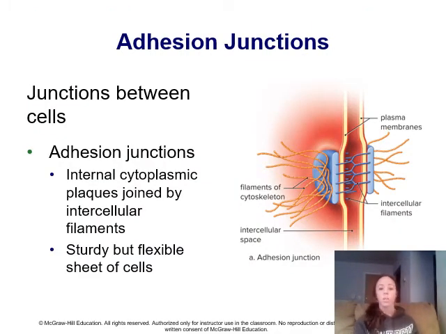So with adhesion junctions, plaques are going to be connected to the cytoskeleton of the cell for support, and then are connected together with intracellular filaments. So here we have our plaque on the inside of each cell, and then we have our intracellular filaments here, which connect the two cells together. Adhesion junctions are going to be important within organs that need to stretch, like the bladder, the stomach, and the heart.